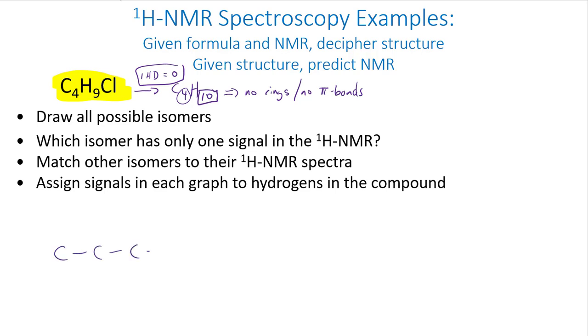We could connect all 4 carbons in a row and then put the chlorine, let's say, at one end. If we put all 4 carbons in a row and we put the chlorine at the other end, we're still actually going to have the same compound. And we'll notice too that we can put the chlorine in the middle, but either carbon in the middle would end up being the same. So let's write in the hydrogens on those two structures.